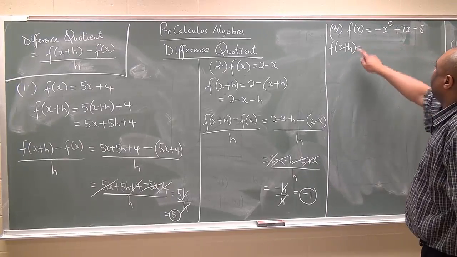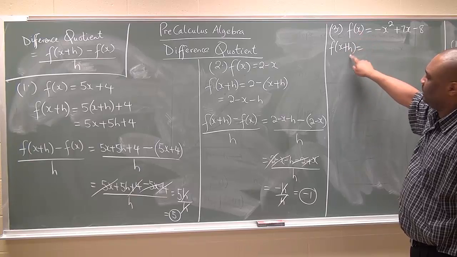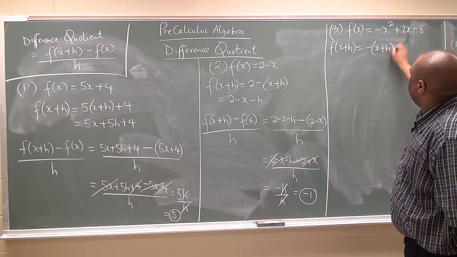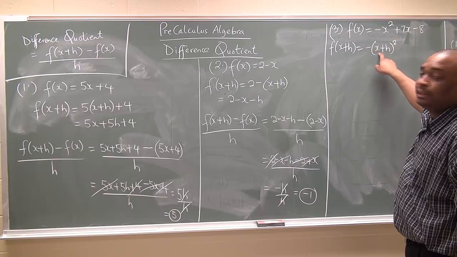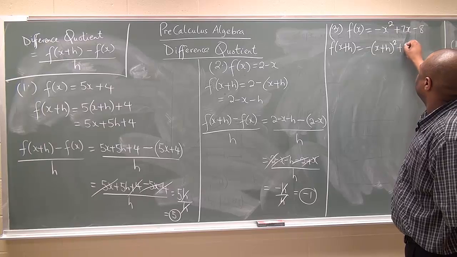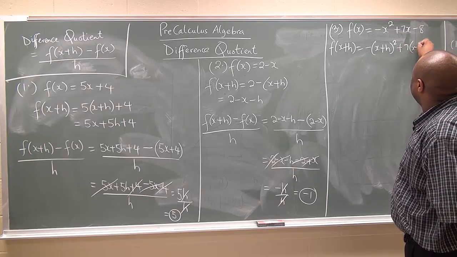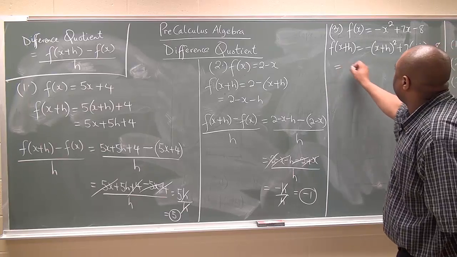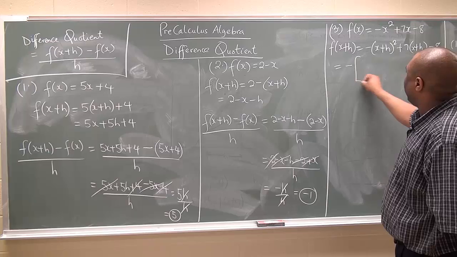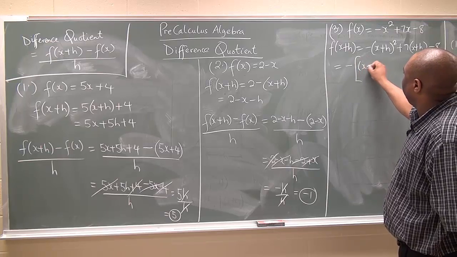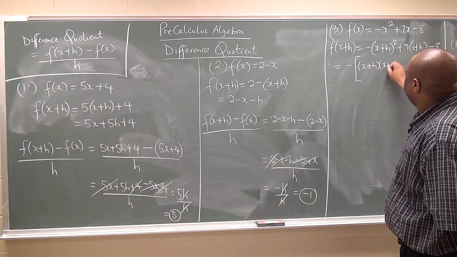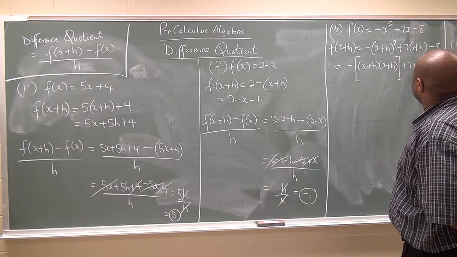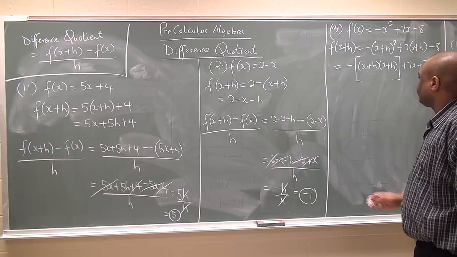Okay. Now, f of x plus h will be negative x plus h all squared. You have to be careful here. Plus 7 times x plus h minus 8. So this will be what now? Let me break this down. Plus 7x plus 7h minus 8.